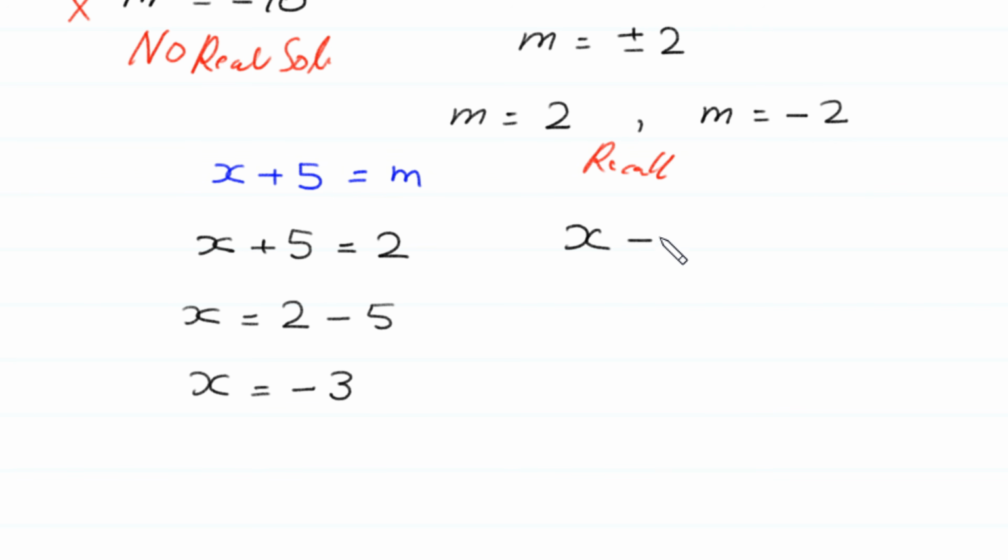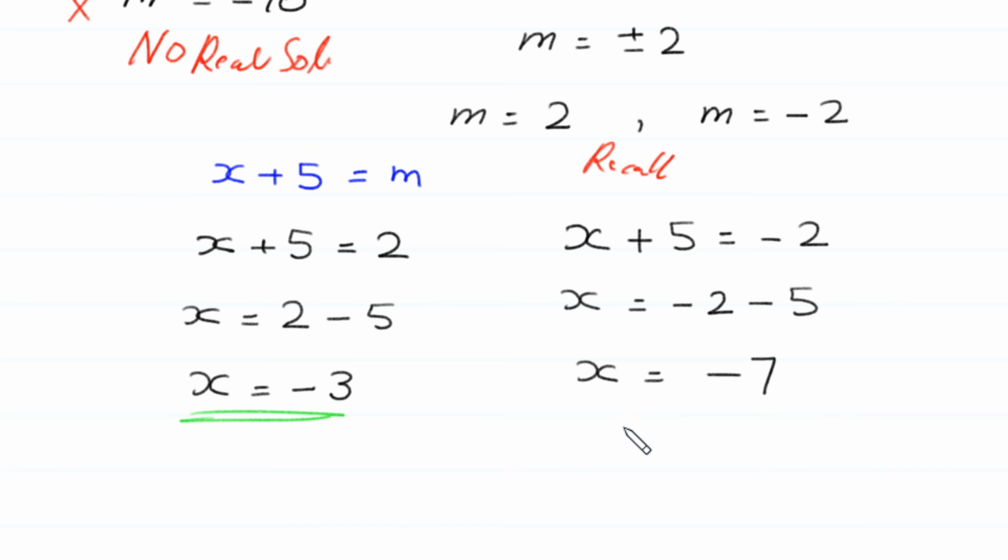Now in this equation we put the value of m, negative 2. x plus 5 is equal to negative 2, and we move this plus 5 to the right side, it becomes negative 5, and x is equal to negative 2 minus 5, negative 7. So these are the two values of x: x1 is equal to negative 3 and x2 is equal to negative 7.